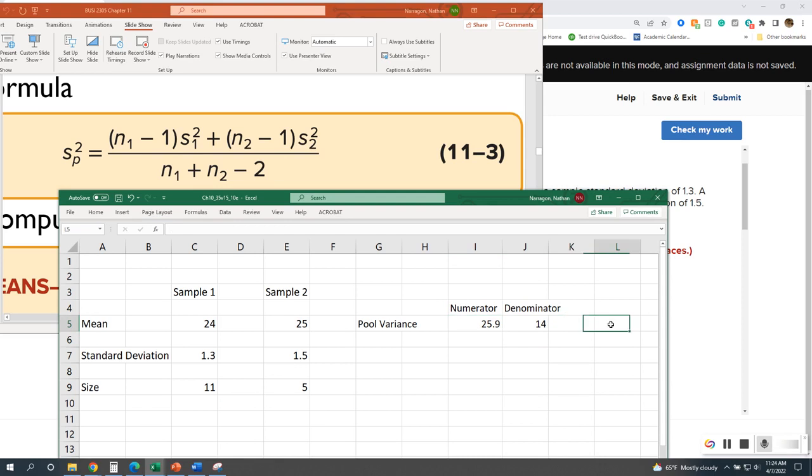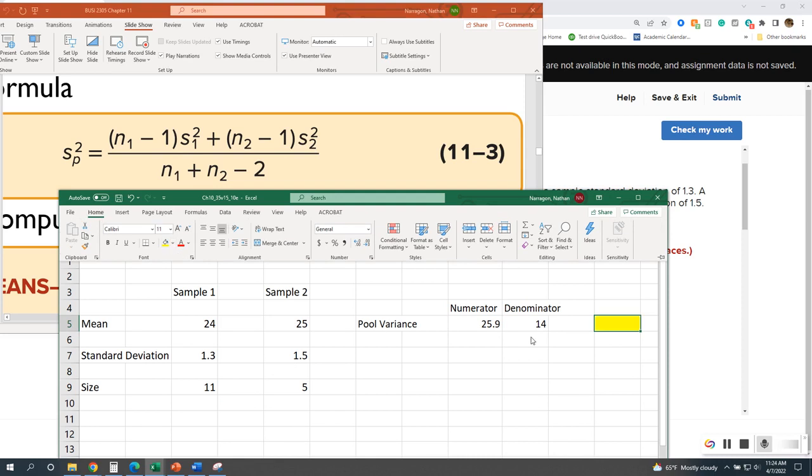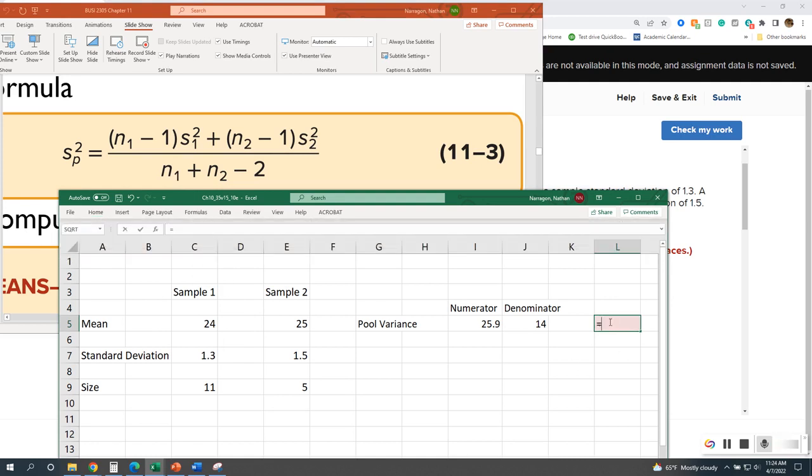Okay. Now, I want to actually put this in a color. So, oh, not bright yellow. Let's do something a little bit less hurtful on the eyes. There we go. So this is going to equal that number divided by this number. And we got 1.85.